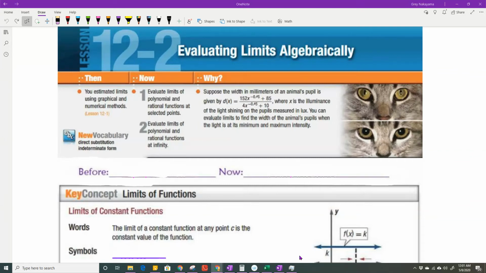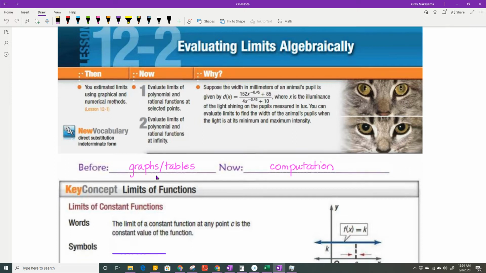Okay, today's lesson is 12-2. We are evaluating limits algebraically. So before, in 12-1, we used graphs and tables to estimate limits, and now we are going to use computation.